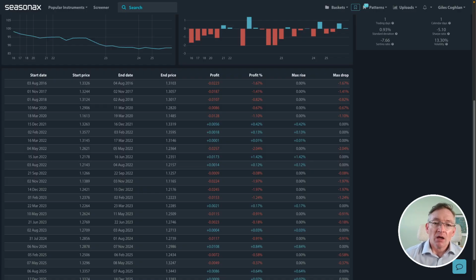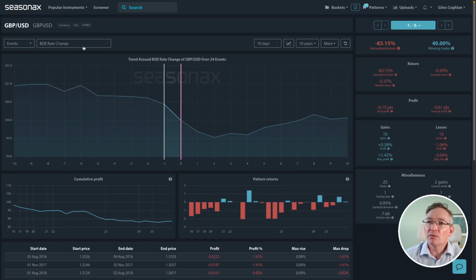Another advantage of event seasonality is understanding which markets tend to respond most strongly. Different events affect different asset classes. For example, central bank decisions may create the largest moves in currencies. Inflation data may have a bigger impact on interest rate sensitive assets like the Nasdaq, for instance. Employment reports may produce stronger reactions in equity indices. And so you can use the event feature to compare the different markets.